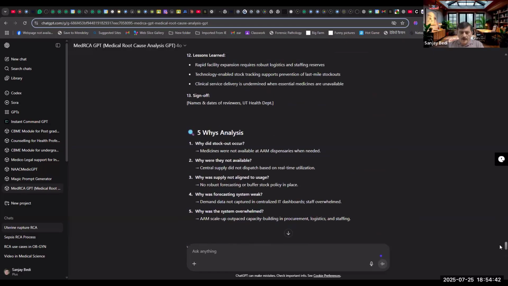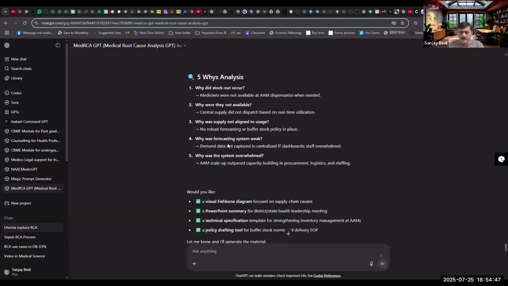analysis. Why did the stockout occur? Medicine not available. Why were they not available? Because central supply did not dispatch. Why was supply not aligned to usage? No robust forecasting or buffer stocks. Why was forecasting system weak? Demand data not captured in centralized IT dashboards, staff overwhelmed. Why was the system overwhelmed? Because the Ayushman Arogya Mandir scale up outpaced capacity building in procurement, logistics, and staffing.